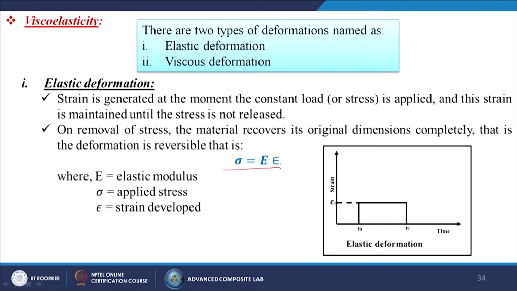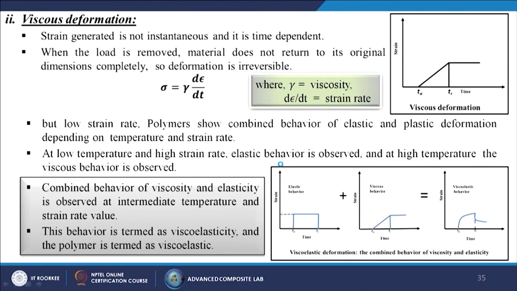Sigma is equal to E epsilon, where E is the elastic modulus, sigma is the applied stress, and epsilon is the strain developed. Then we discuss viscous deformation. The strain generated is not instantaneous and is time dependent. When the load is removed, the material does not return to its original dimensions completely. So, a little stress remains in the material, and the deformation is irreversible. Generally sigma is equal to gamma times d epsilon by dt, where gamma is the viscosity and d epsilon by dt is the strain rate.